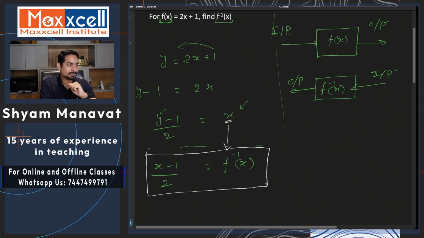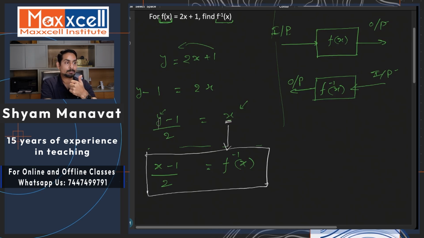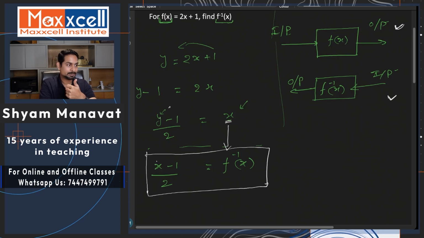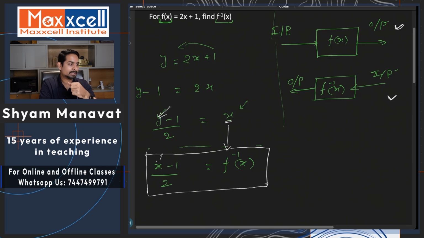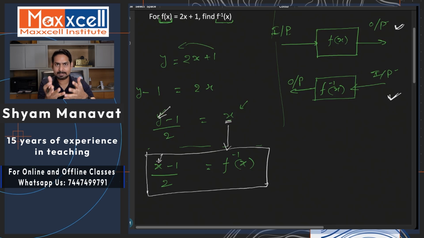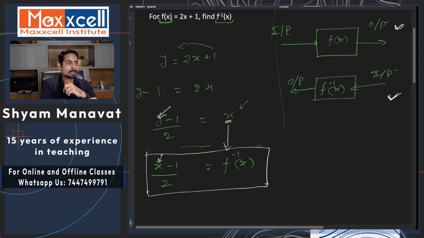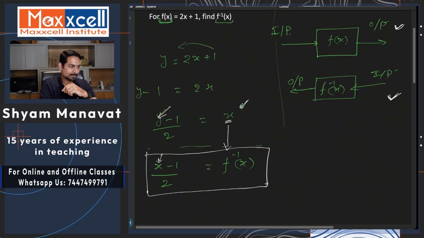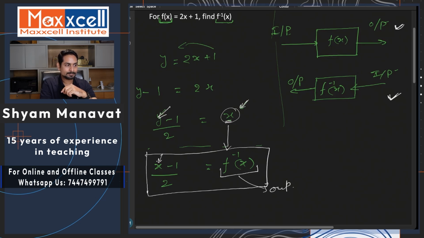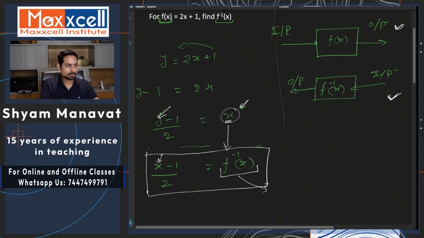Now the y, which was the output for the original function, now becomes what? Input. x is usually the input. The y, which was the output for the original function, when I replace y with x, becomes the input. What is x in a function? x is the input, when you have f of x, correct? And the x, which was the input of the original function, is replaced here, so this is now the output. Did you understand?